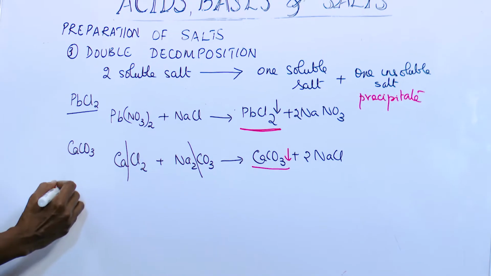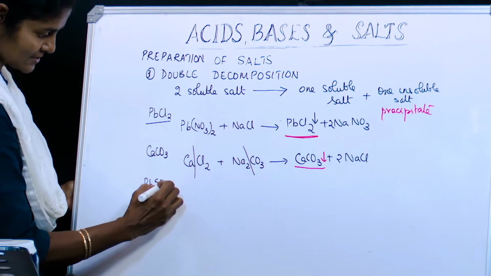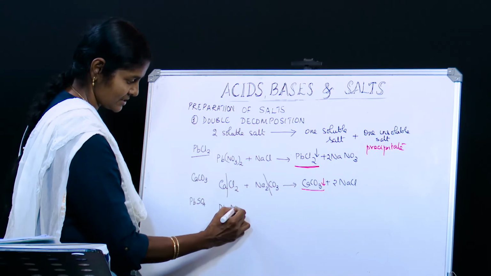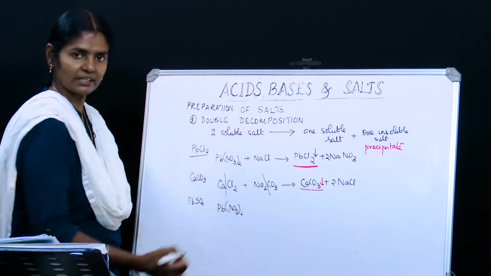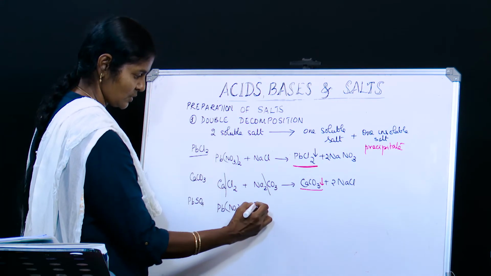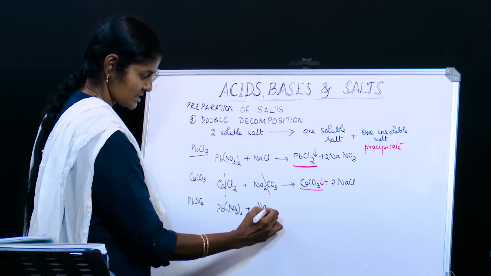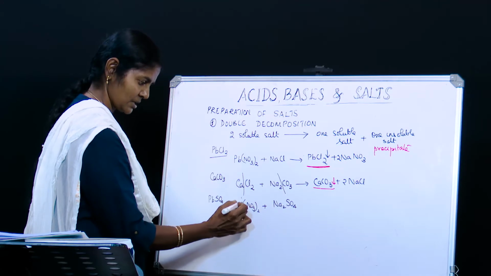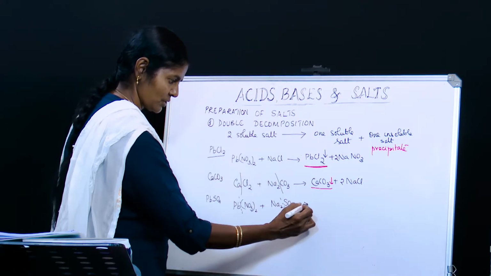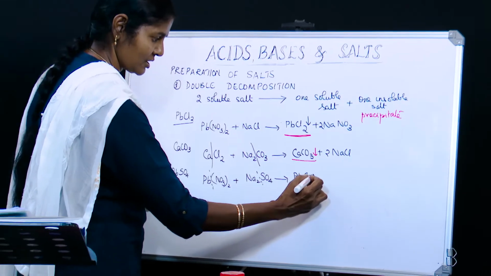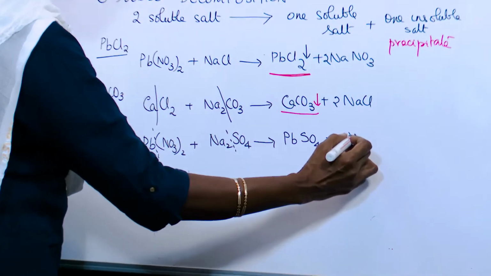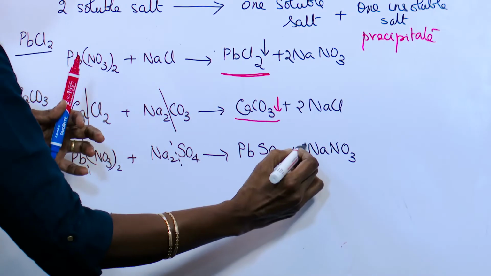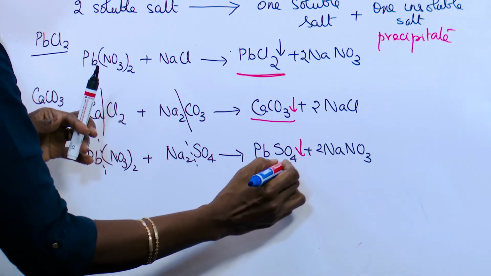So we can prepare lead sulfate like this. Again we have to take lead nitrate because that's the only soluble lead salt, and to this we can add sodium sulfate or ammonium sulfate. Again break into two, so you get lead sulfate plus sodium nitrate. So this is how you get these precipitations.